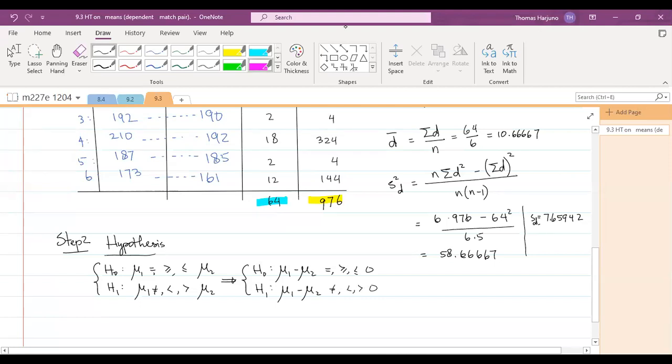Okay, now in our situation here, we actually modified even further. We modified even further, making it mu d. Mu d equals to greater equals to less than equals to 0. Mu d is not equal to less than greater than 0.